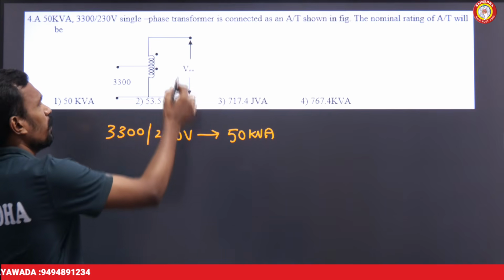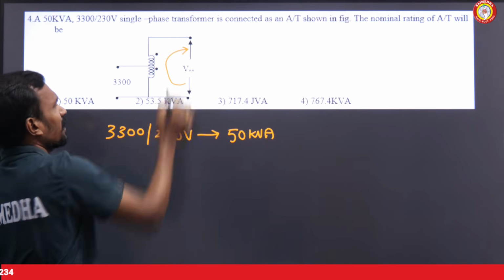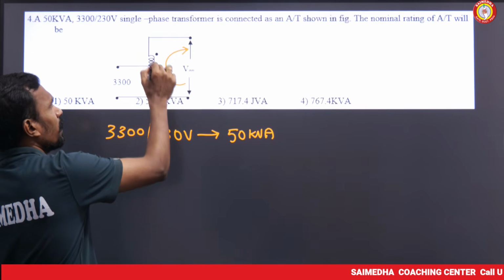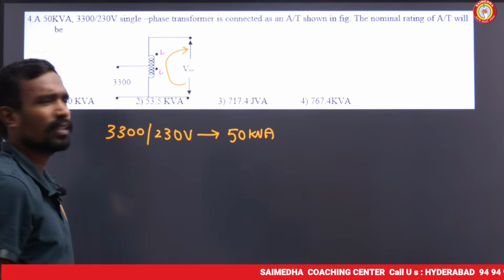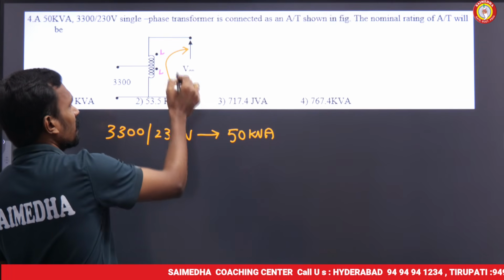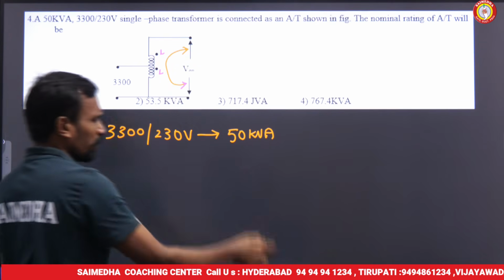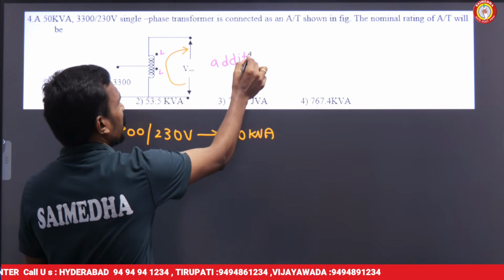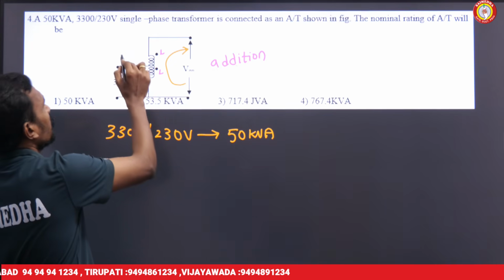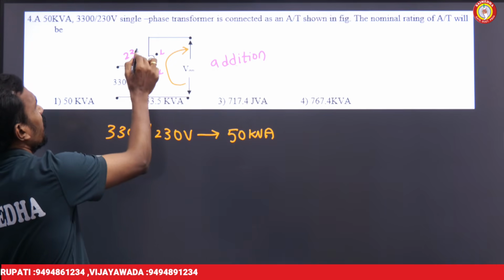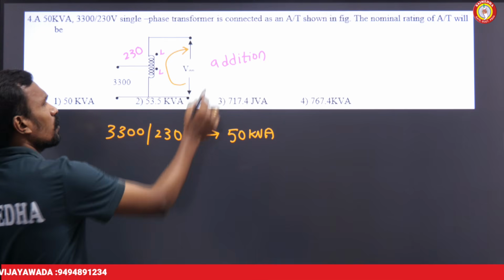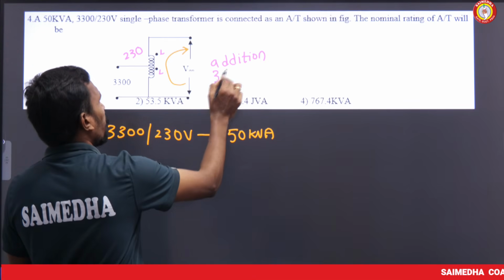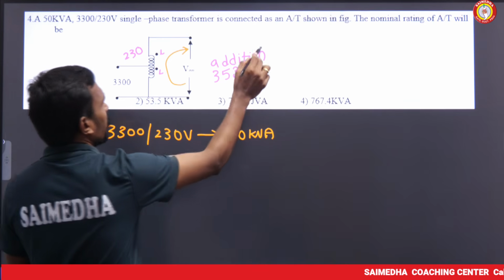Then the rating will be, let's see, if the current direction is like this, it is leaving from the coil, and here also leaving from the coil. If the current direction is like this, it is entering into the coil, nothing but an additive direction. This is connected in addition. So addition: here is 3300, so this will be 230. So the addition of these gives 3530 volts.